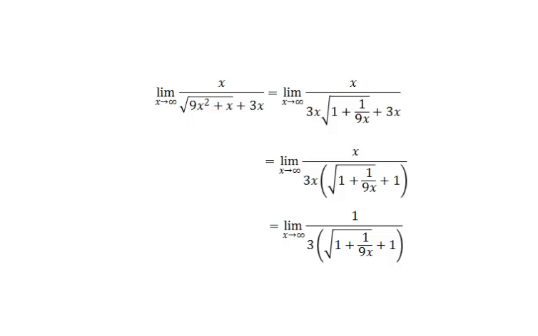What happens when x goes to infinity? Well, we've got 1 over 9x right here, so as x goes to infinity we know that goes to 0. And then inside the radical we've got 1 plus this thing going to 0, so that's just going to go to 1. Plus 1 is 2. 2 times 3 is 6. That's in the denominator, so we get 1/6. And that should give you a warm, fuzzy feeling.